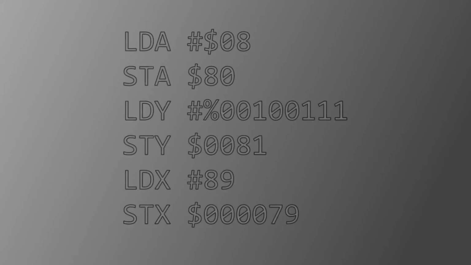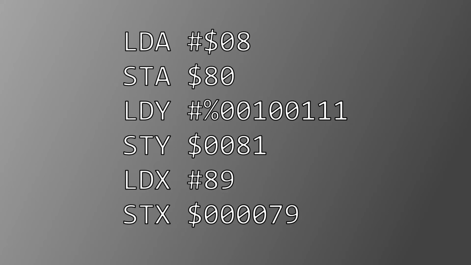So in practice, what does this code do? First it loads 08 hexadecimal to the accumulator, then it stores the accumulator to address 80. Second it loads the binary value 001001111 to the Y index. Then it stores Y to address 0081, which is the same as 81.